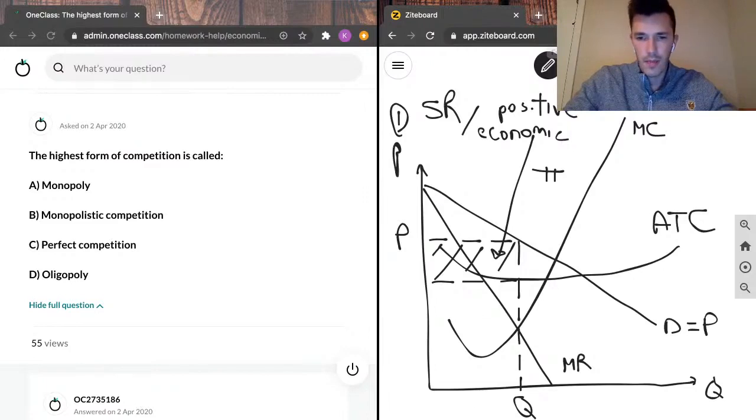So short run, you can make a profit if price is greater than average total cost. Similarly, they'll have zero profit in the short run if price is equal to average total cost, and they'll have a negative profit or a loss if the price is less than the average total cost. So I'll give you guys a second to take a picture of this before I move on and draw another one.